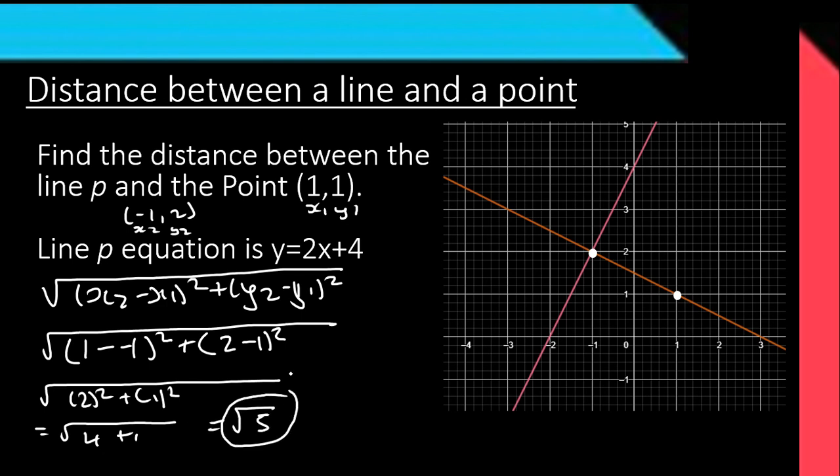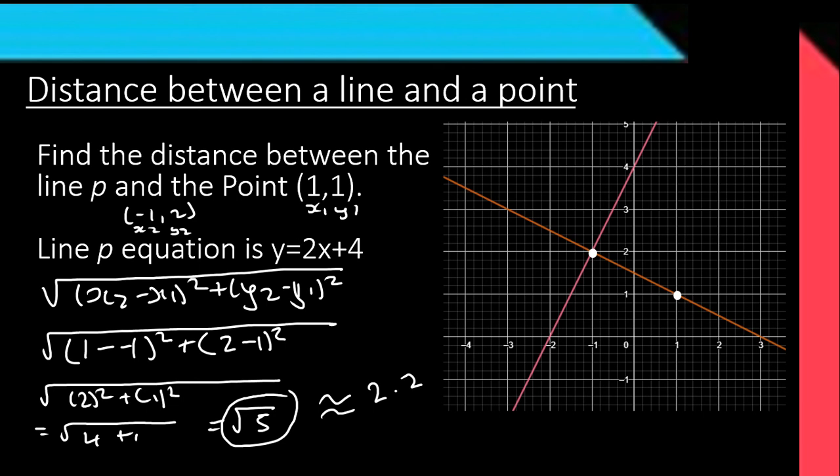And I can leave it like this, or I can actually work out what the square root of 5 is, which is going to give me a long decimal, but I could write an estimation of around 2 point, and if I do it to 1 decimal, it's 2.2. And that is the distance between these 2 points, so a point and a line.